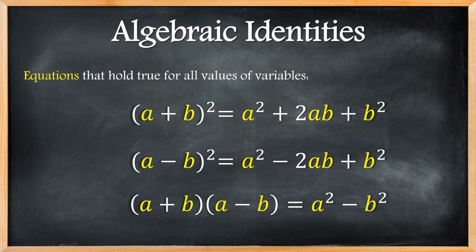Third identity, the product of the sum and the difference of two terms. The expression a plus b multiplied by a minus b simplifies to a squared minus b squared. This identity results from expanding the expression and noticing that the middle terms cancel out. These fundamental identities are essential for algebraic simplifications and problem solving.